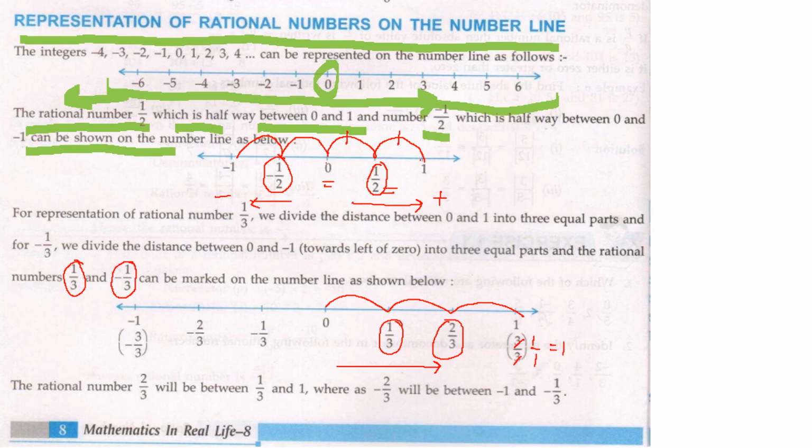Similarly, on the opposite side, from 0 to minus 1, they have divided in three equal parts, so that the first one is minus 1 by 3, second one is minus 2 by 3, third one is minus 3 by 3, which is equal to minus 1. So actually whatever is the denominator, those many times you have to make the section in the number line.